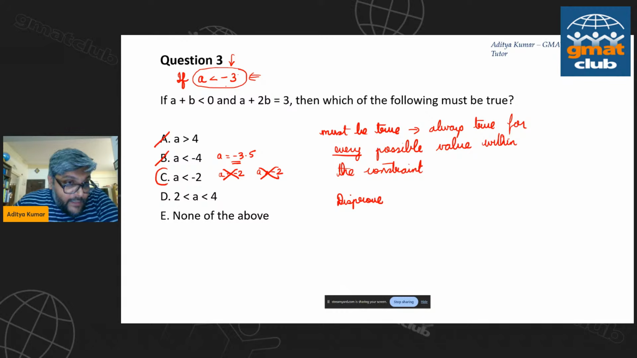So C has to be my pick. 2 is less than a, less than 4, obviously is not a possibility. Can we not add b on both sides of the inequality and get b is greater than 3? You can if you want to do that, right? You can manipulate with b.